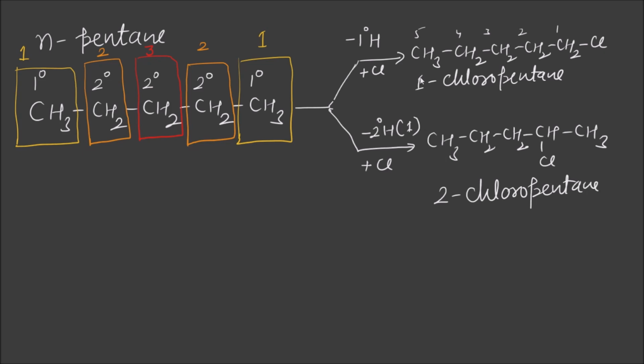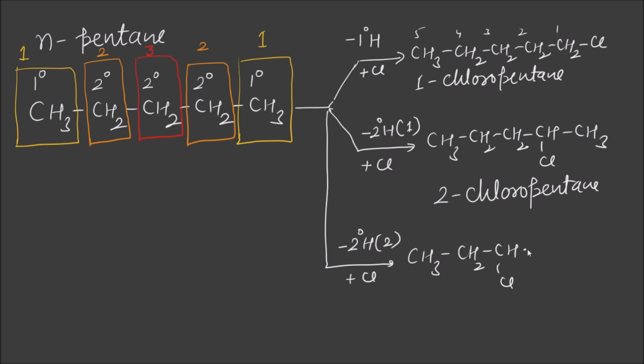So 1-chloropentane, 2-chloropentane, and then the secondary hydrogen of the second type. So it becomes CH3, CH2, CH, and add chlorine. So this is 1, 2, 3. It is 3 from either side. 3-chloropentane.